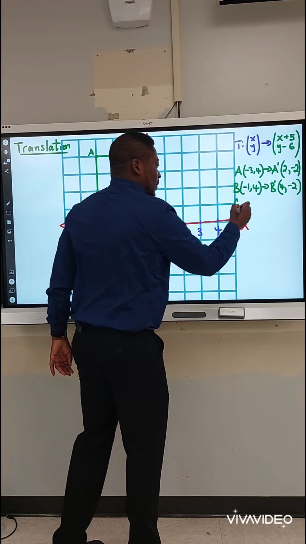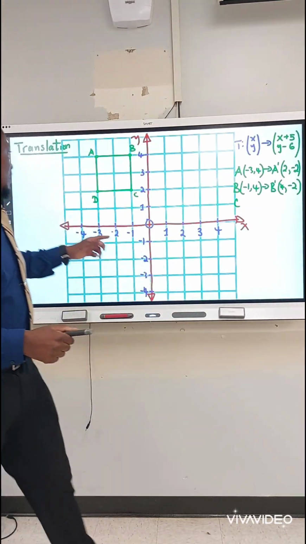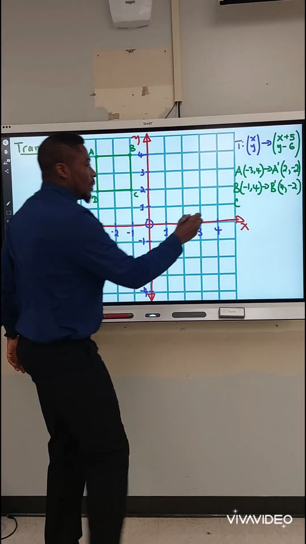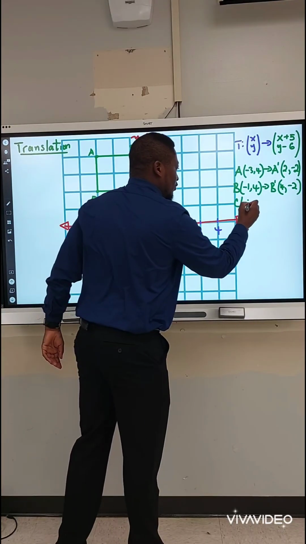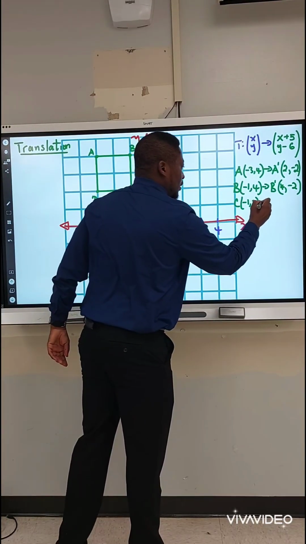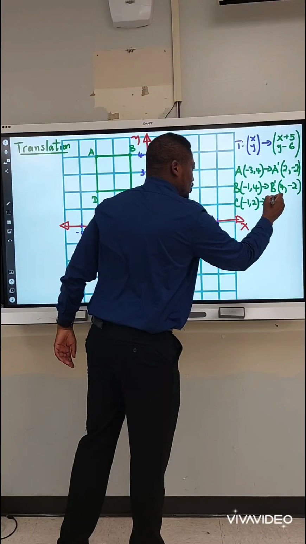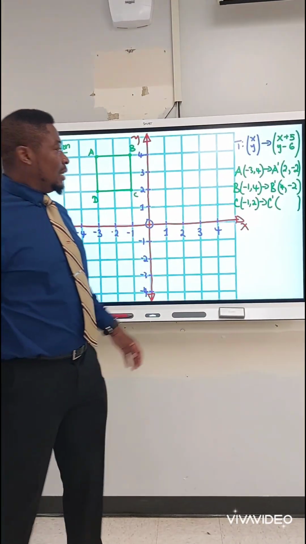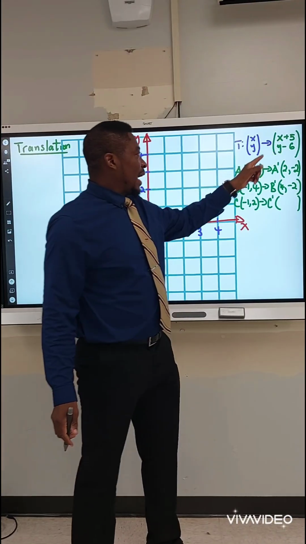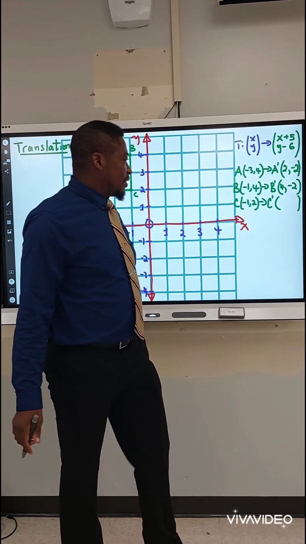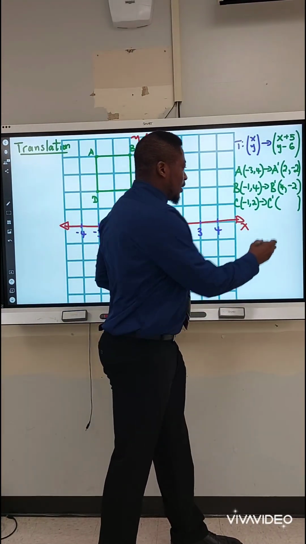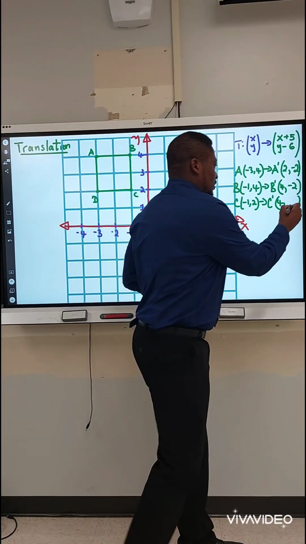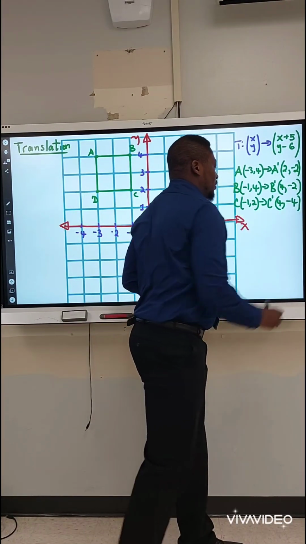Coordinates of C. We can see them on the coordinate grid right here: -1, 2. So C has coordinates -1, 2. When I perform the translation, my new coordinates of C will be obtained by adding 5 to the x coordinate and subtracting 6 from the y coordinate. So -1 plus 5 is 4, and 2 minus 6 is -4.